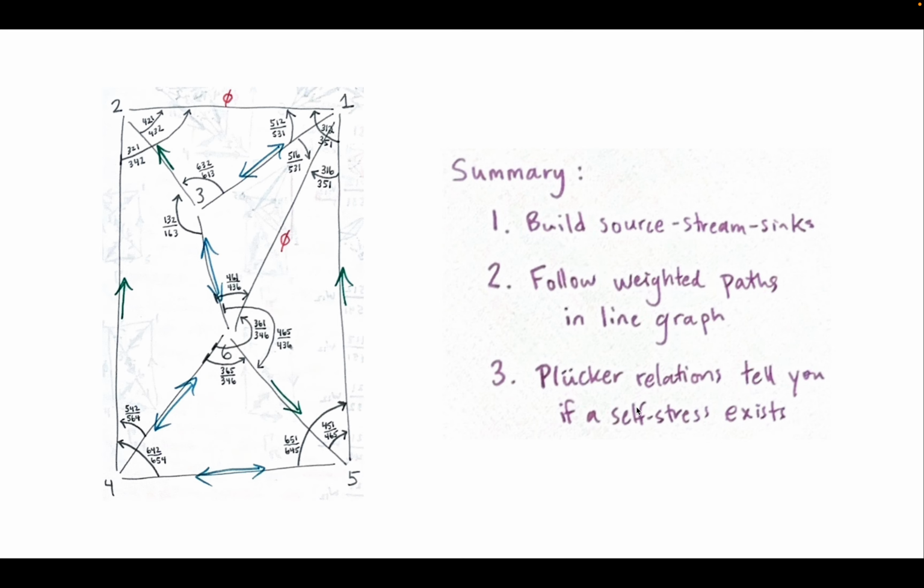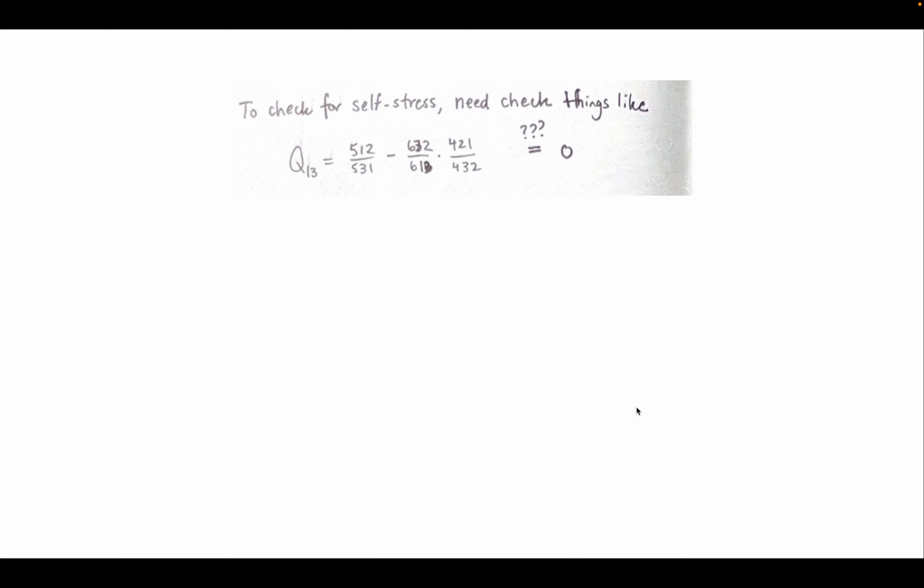So this is number 3. I need to explain this. So to check for a self-stress, we need to check things like whether this is 0, right? That was that 4 by 1. In other words, weight 1, 3 had 2 ways to get there, and they have to balance. Okay. So when is this 0? Well, we clear denominators. By genericity, all these minors are non-zero, so we can clear them without doing anything bad.